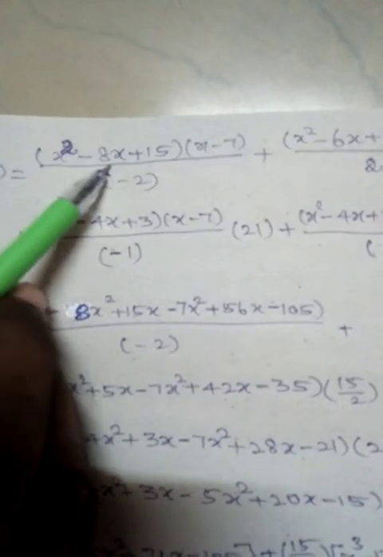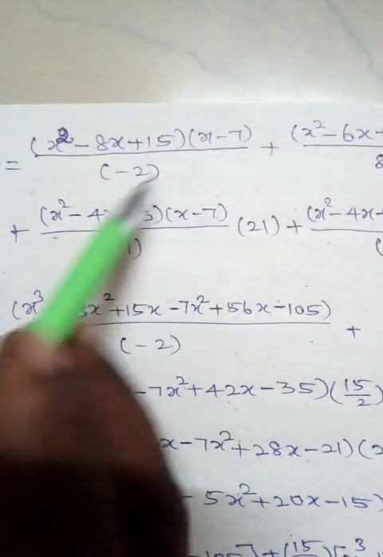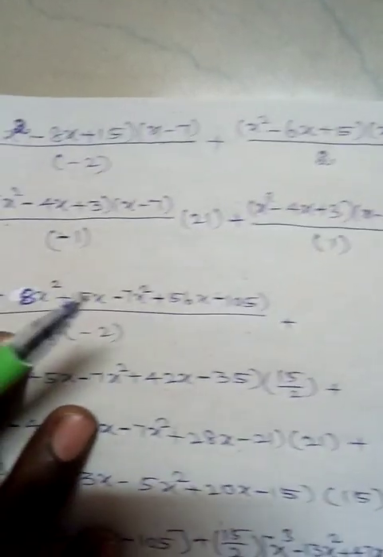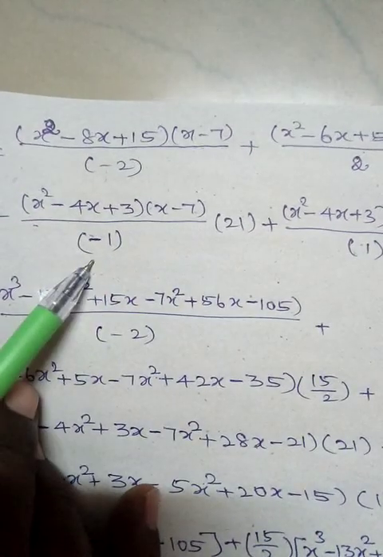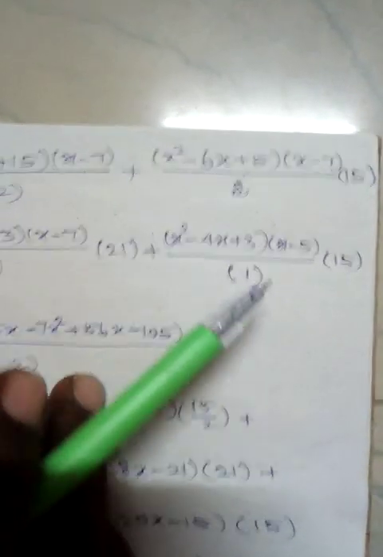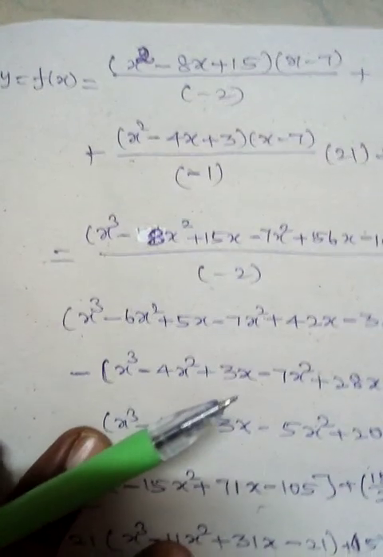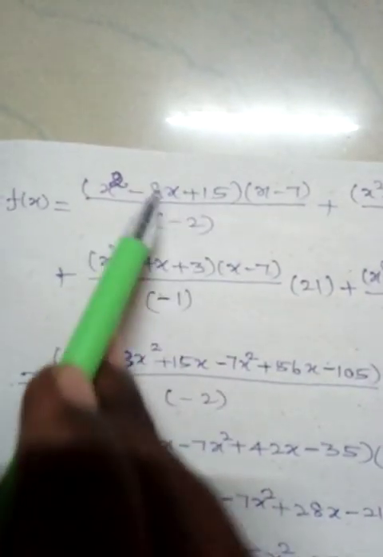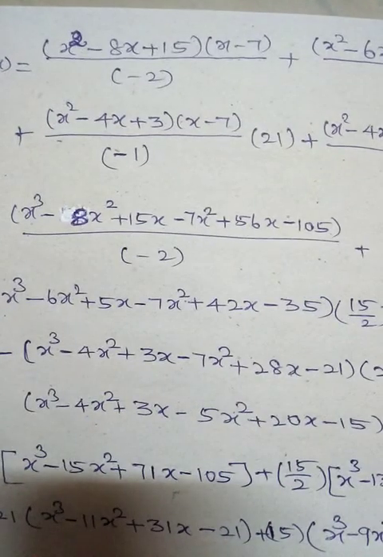So x squared minus 8x plus 15, x minus 7 by 2. Similarly the second term, 15 by 2. Third term, 21 by minus 1. The last term, 15 by 1. And then simplify, and then multiply these two terms, x minus 7 into this one. Multiply. So we will get this one.